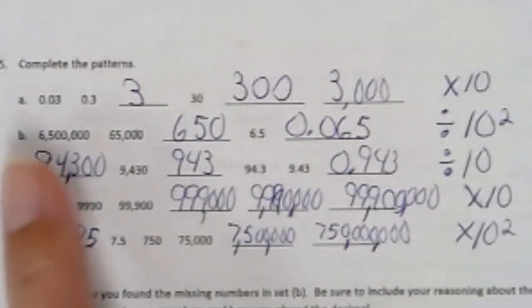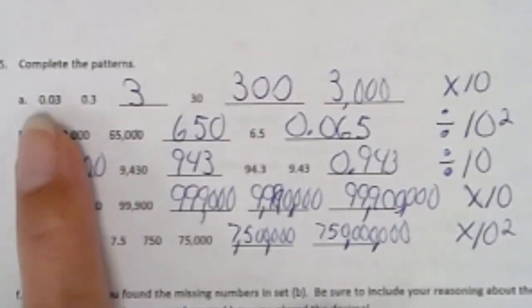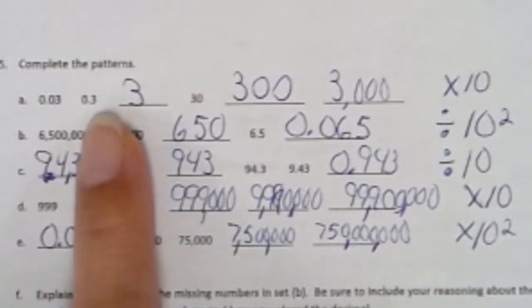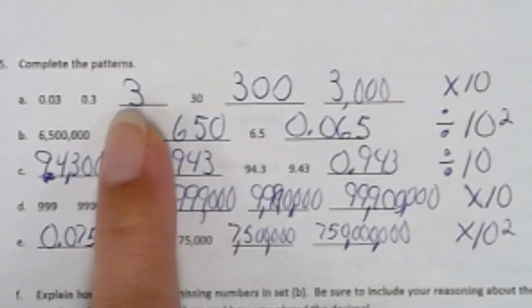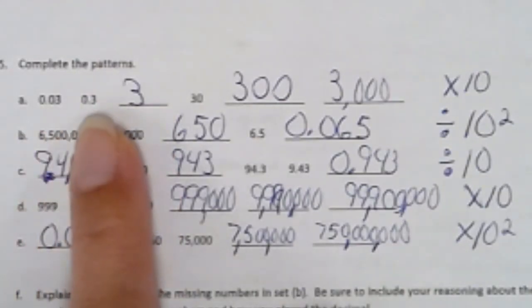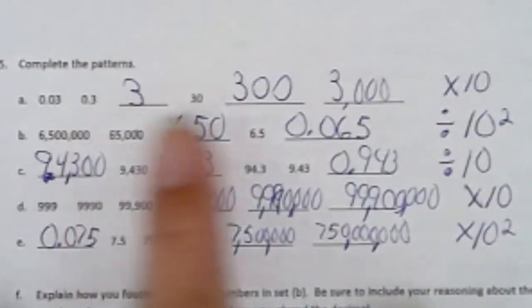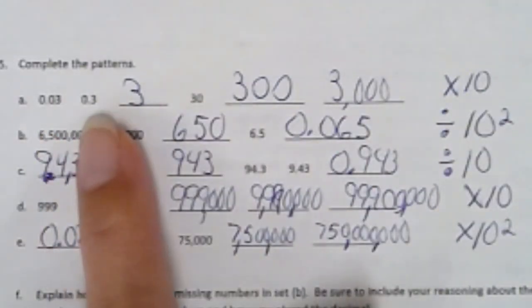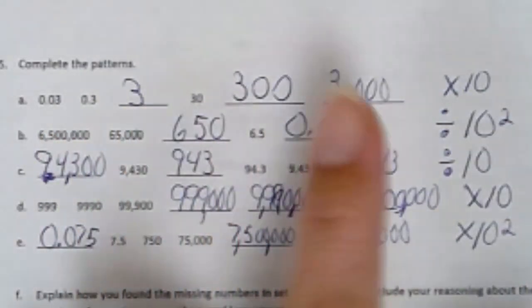So I saw that the numbers were getting larger each time. 300ths, then 3/10ths, they're getting larger. So I knew that was multiplication. They were moving 1 place value over, so I knew it was multiplying by 10. So I continued that pattern. 300ths, 3/10ths, 3, 30, 300, 3,000.